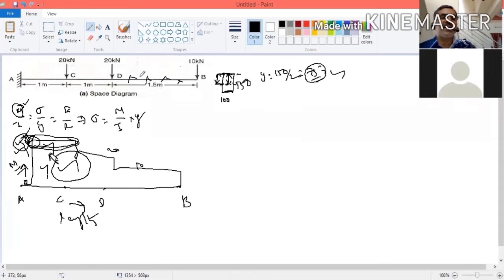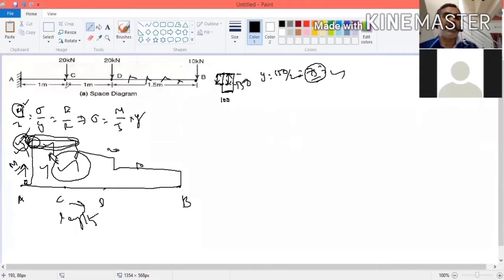We are not going to calculate each and every point. You will be calculating the bending moment at important points. This point you will calculate, this point you will calculate, and this point we calculate. Then in between you have to join. But how to join in between? That is important, and that's what we are going to discuss.